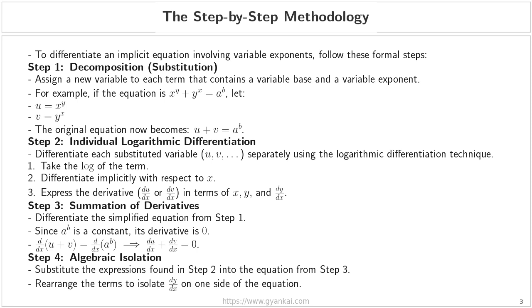In this last stage, we take the expressions for the derivatives we found in step 2 and substitute them into the equation we created in step 3. From there, it becomes a matter of algebraic rearrangement. We group all the terms containing the derivative of y with respect to x on one side and move everything else to the other, allowing us to isolate the derivative of y with respect to x. In the next slide, we will put this entire 4-step process into practice with a detailed example to see exactly how these calculations unfold.